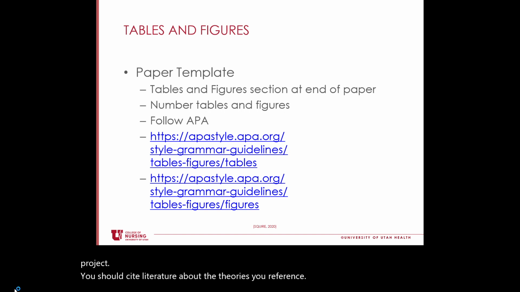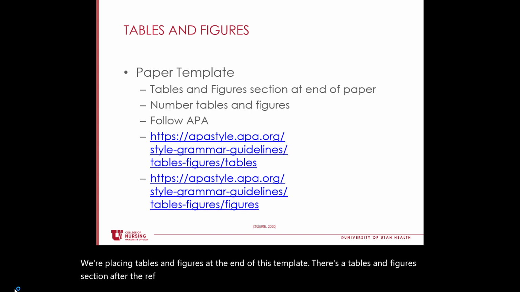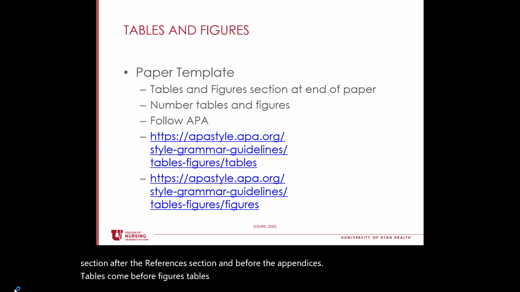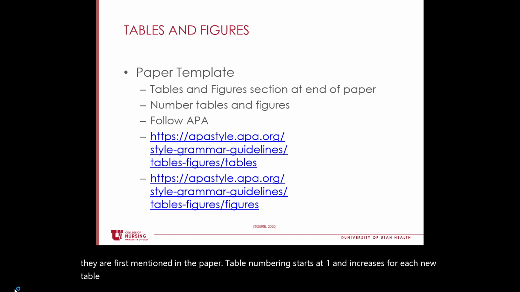We're placing tables and figures at the end of this template. There's a tables and figures section after the references section and before the appendices. Tables come before figures. Tables and figures are numbered according to the order in which they're first mentioned in the paper. Table numbering starts at 1 and increases for each new table. Figure numbering also starts at 1 and increases for each new figure. Table numbering and figure numbering are separate from each other.